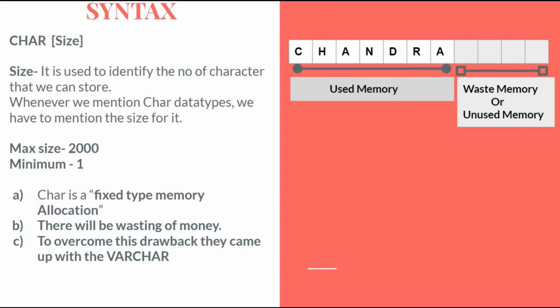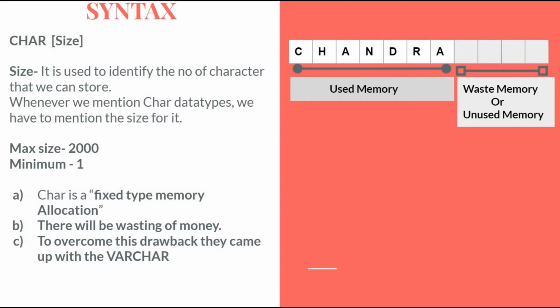Fixed length memory allocation means if you write char 10, then 10 blocks of memory are allocated to this character. Now it's totally up to you whether you use only 1 block, 2 blocks, or the overall 10. If you only use 1 or 2 memory blocks, the rest of the memory will be wasted, unused, and it will not be used again. So this is maybe a drawback.